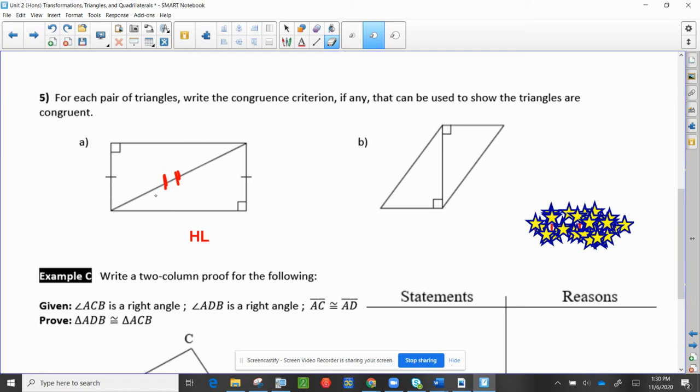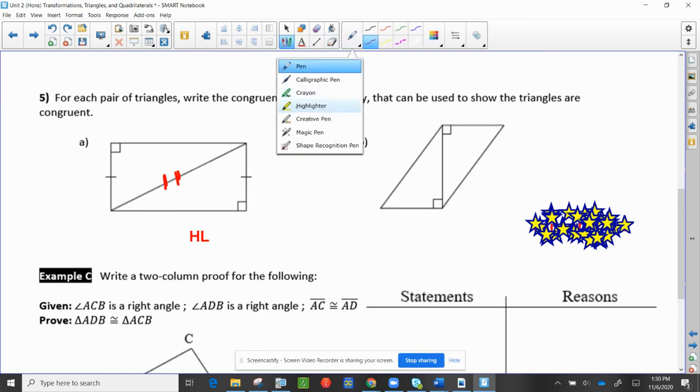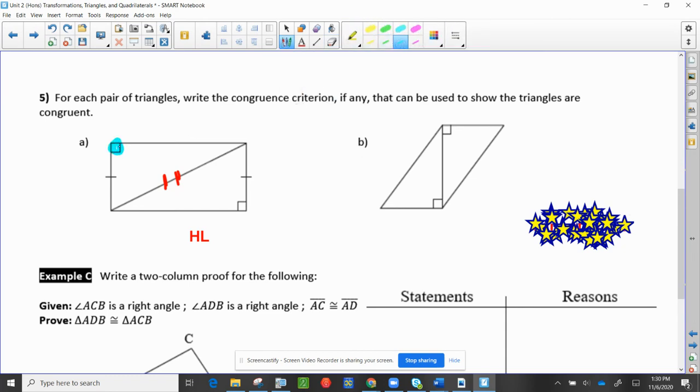Okay. So even though this looks kind of like side-angle-side, which I said we can never use, we can use it if we have right angles in our problem, because the right angles let us use that criteria of HL. Okay. So look out for those. If those were not right angles, then we could not prove these congruent. All right, what about B? Can we prove that B are congruent triangles?